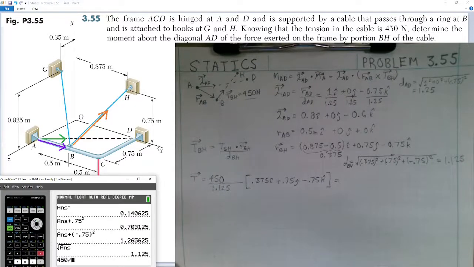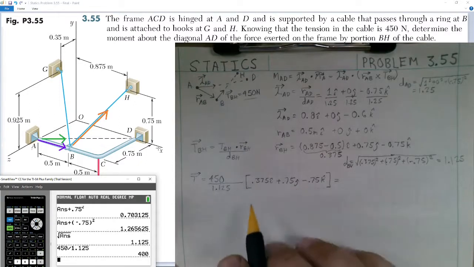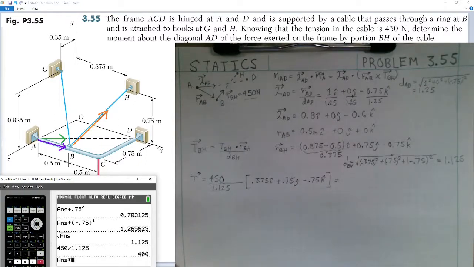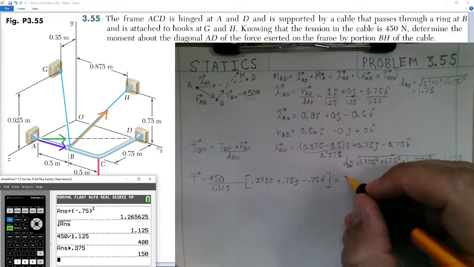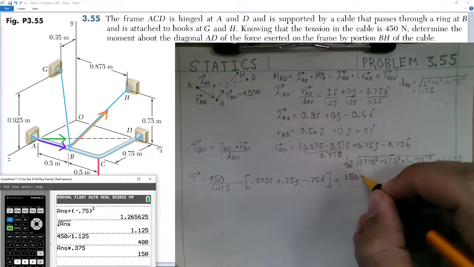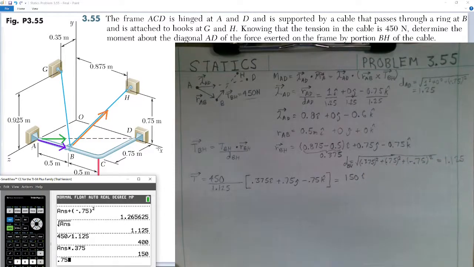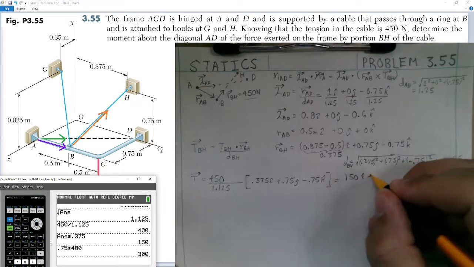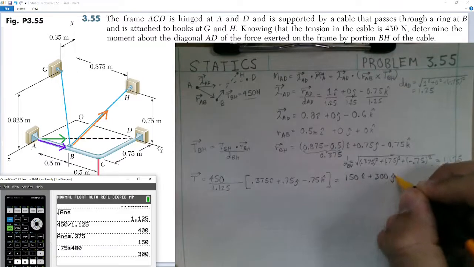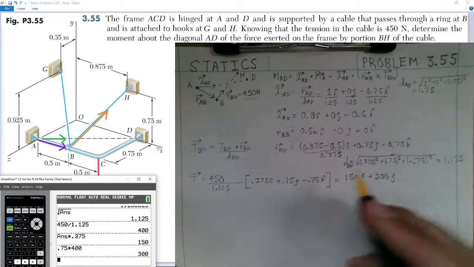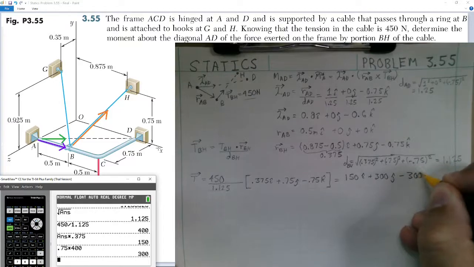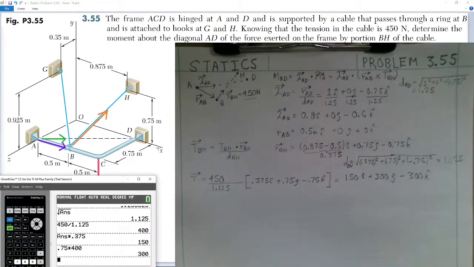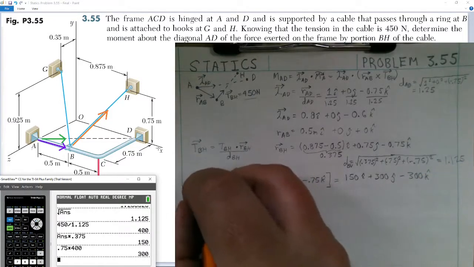So 450 divided by 1.125 gives us 400. So multiply each one of these values by 400. 400 times 0.375, we get 150 in the i hat direction. 0.75 times 400 is plus 300 in the j hat direction. And then the k hat has the same coefficient, so it'll be minus 300 k hat. So now we have our tension vector going from B to H.